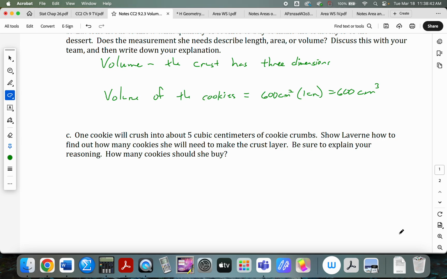So if one cookie will crush into about 5 cubic centimeters, how are we going to figure out how many cookies she needs? 600 divided by 5. Yeah, so we'll do 600 divided by 5. So it's 120 cookies.